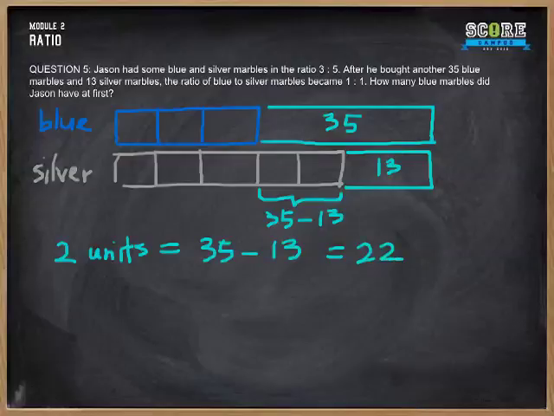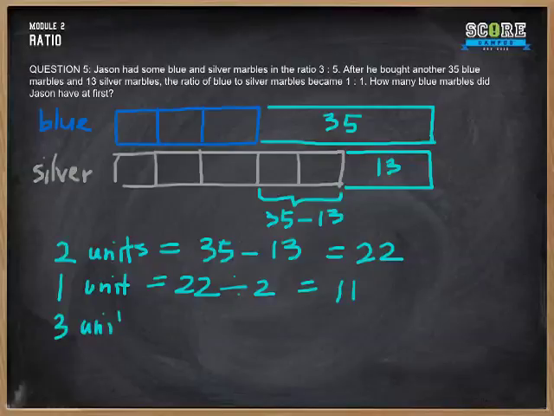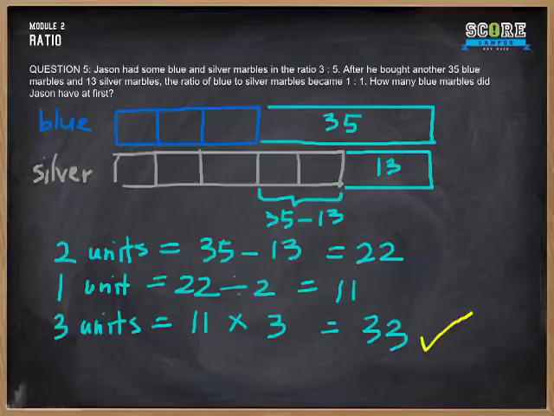So if 2 units is equal to 22, 1 unit is equal to 22 divided by 2, which is 11. So if 1 unit is equal to 11, at first we had 3 units of blue marbles, right? So 3 units is equal to 11 times 3. 33 blue marbles is the final answer. Well done, guys. We've done all 5 questions. Let's move on.